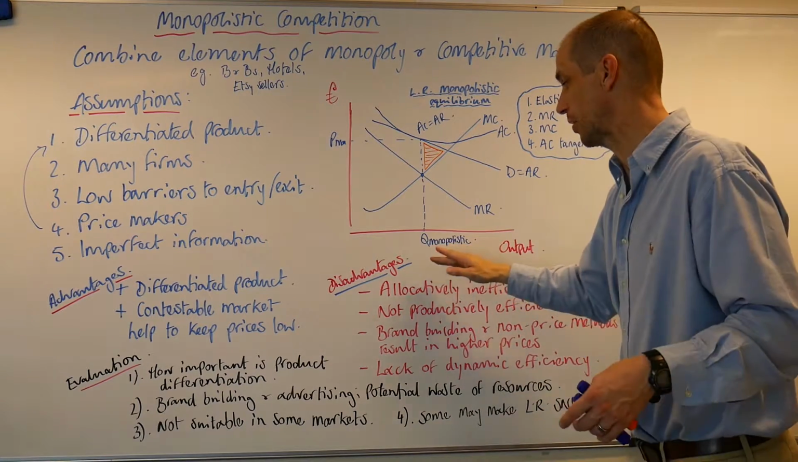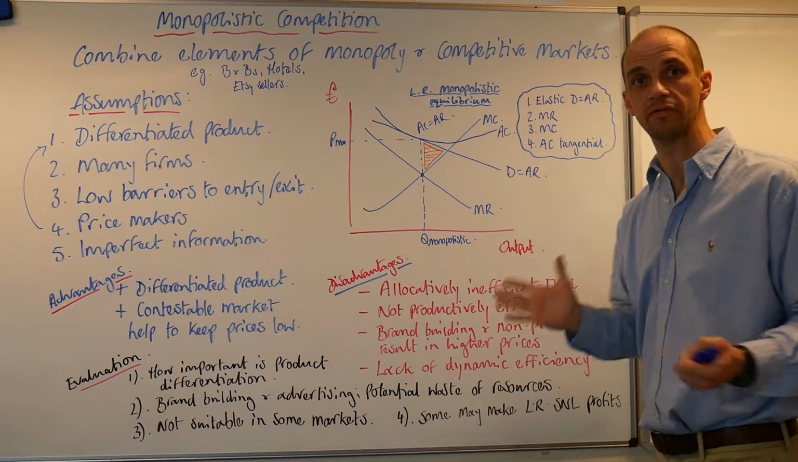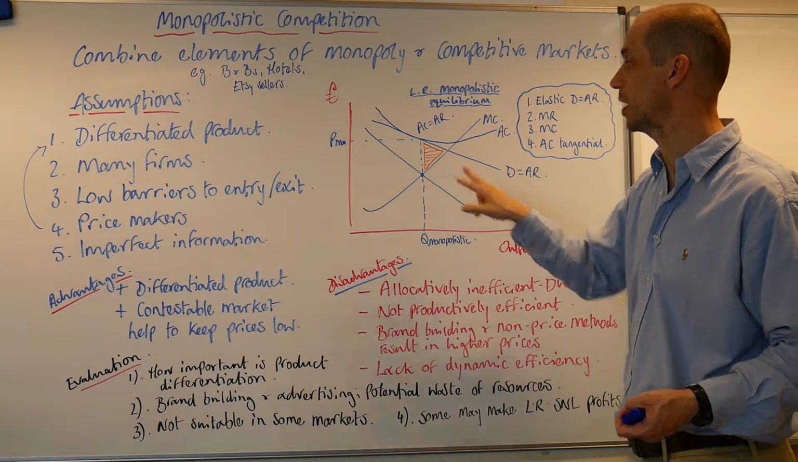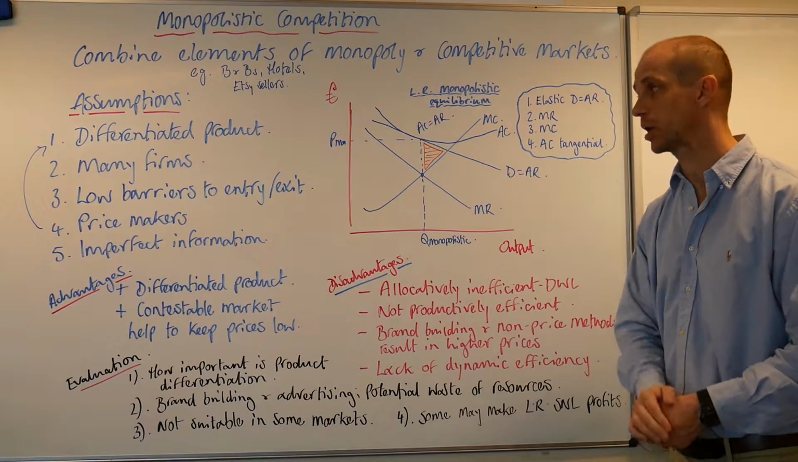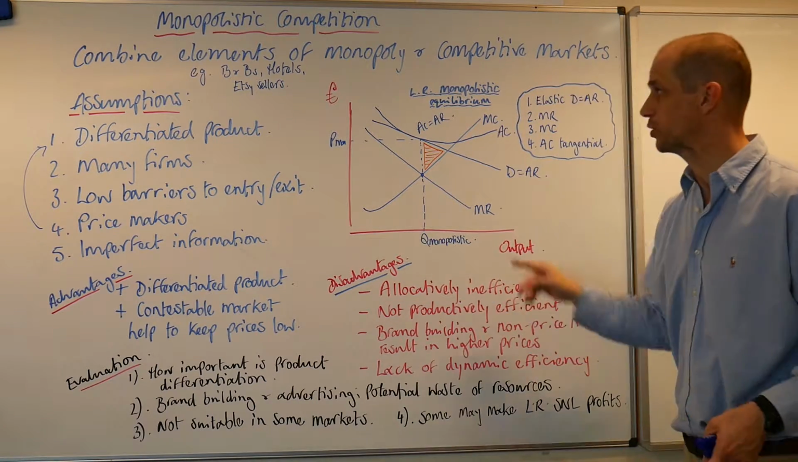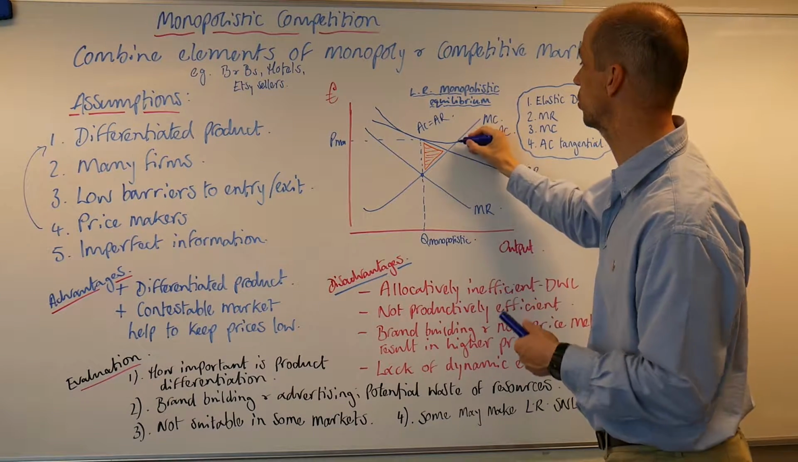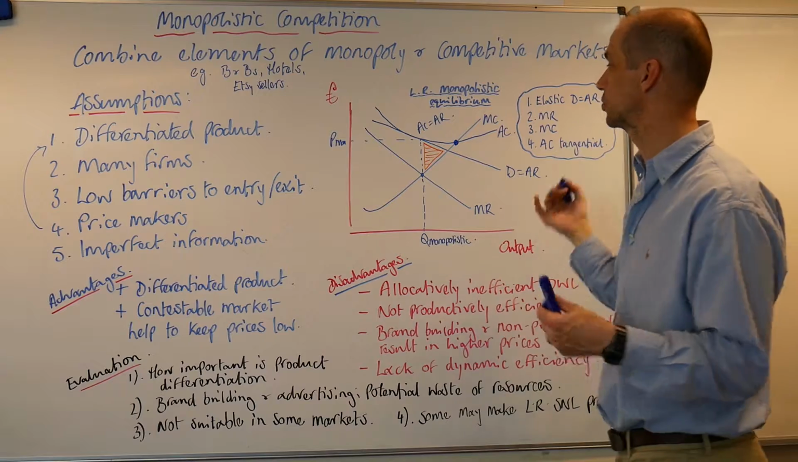So that can be important for consumers. Now the downsides, however, and you can see there's a number that I've put down. Firstly, it's allocatively inefficient. There's a deadweight economic loss generated. So that's significant. It's not productively efficient because we're not at our lowest point on our average cost curve, which is of course there.